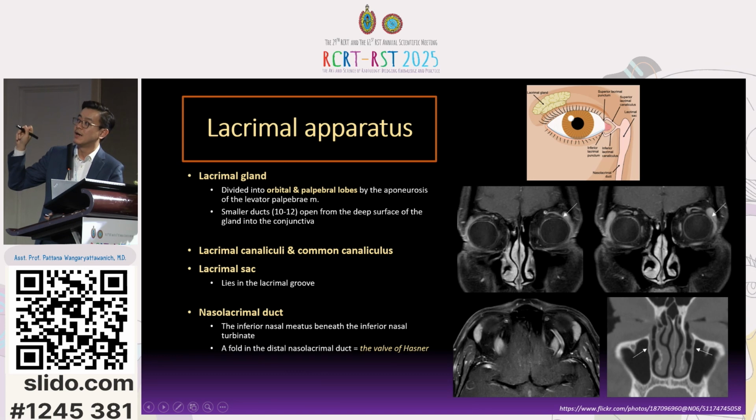Because of the anatomy of the lacrimal gland, which has small ducts opening along the deep surface of the gland, when surgeons perform a biopsy of the lacrimal gland, they avoid causing injury to the deep portion of the gland because it can occlude the duct and eventually destroy the gland. So when they perform a biopsy, they tend to avoid that area of the gland. They will aim to biopsy the orbital lobe of the lacrimal gland.